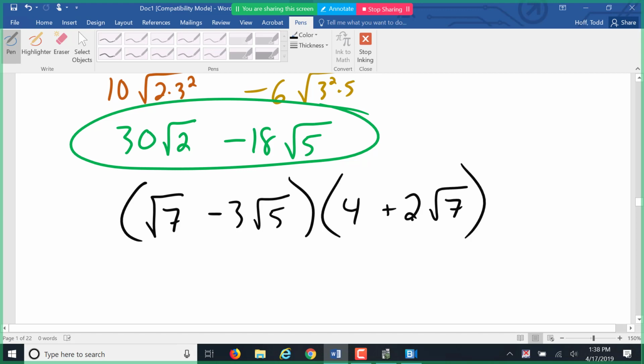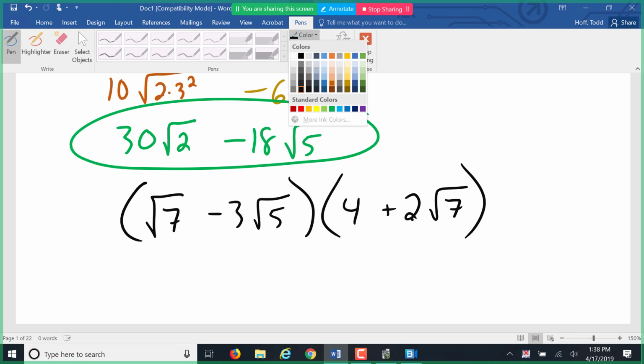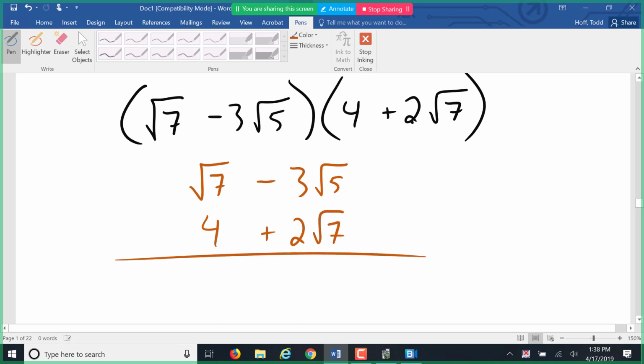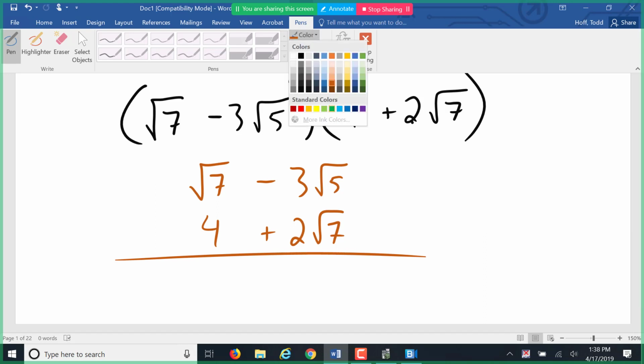Let's try something like this. We've got the square root of 7 minus 3 square roots of 5 times 4 plus 2 square roots of 7. Again, notice we don't need to line up columns here because we're multiplying. We do not need the same names.